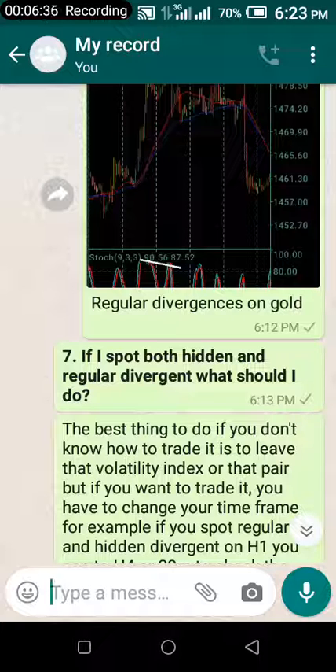Then, if I spot both regular divergence and hidden divergence together, it's possible you might spot those two together. In case you do that, if you don't know how to trade it, I will advise you to leave it. But if you want to trade such, then you can simply go to the next time frame, or the one below that time frame, to see the condition. Most times, I check the next time frame. Maybe if I spot both on H1, I check H4 to see the reaction, whether I'm going to see a divergence there or not, or to see the trend. If it favors you, then you take the trade. If it doesn't, then you just leave it and let it go.